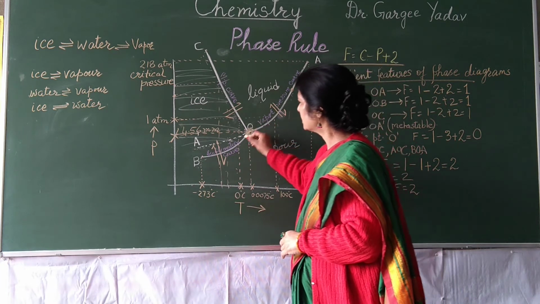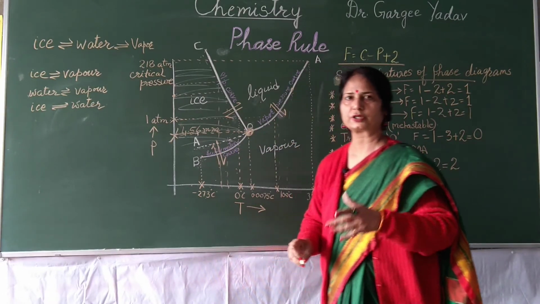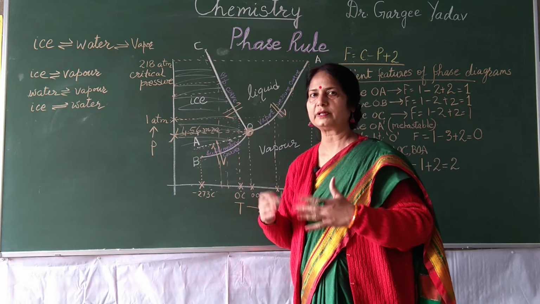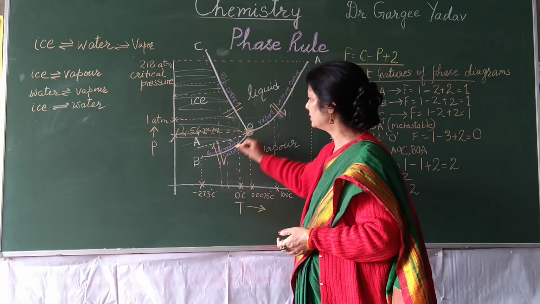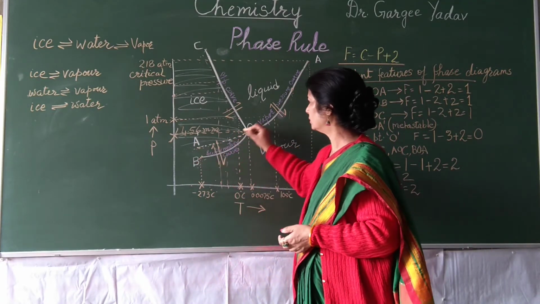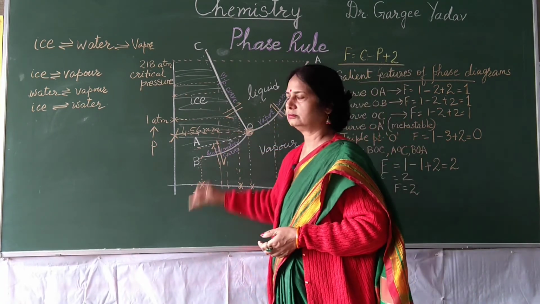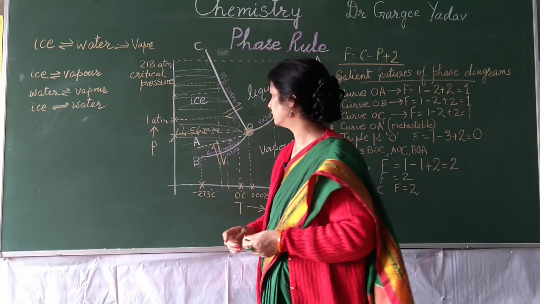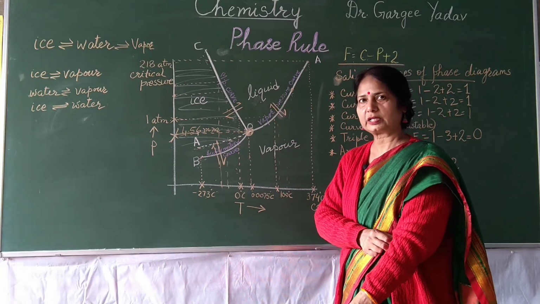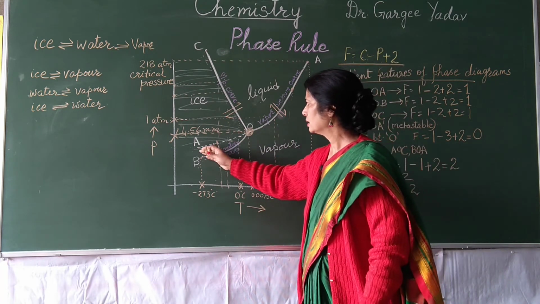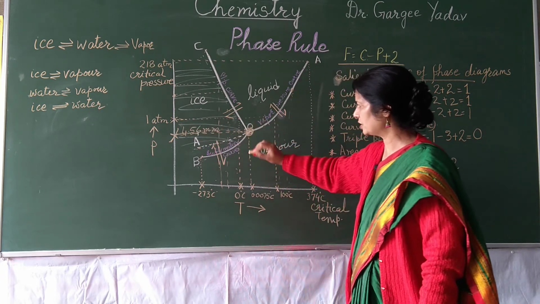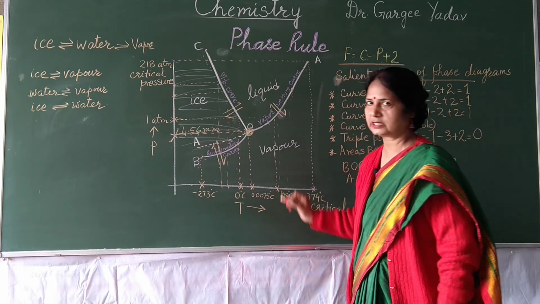And this is the curve OC, the melting point curve, and it shows the effect of pressure and temperature on the melting of ice, or fusion of ice, or the freezing point of water. And this is the sublimation curve OB, and it shows the effect of pressure and temperature on the sublimation of ice to vapor. Ice changes to vapor, that is the sublimation process.